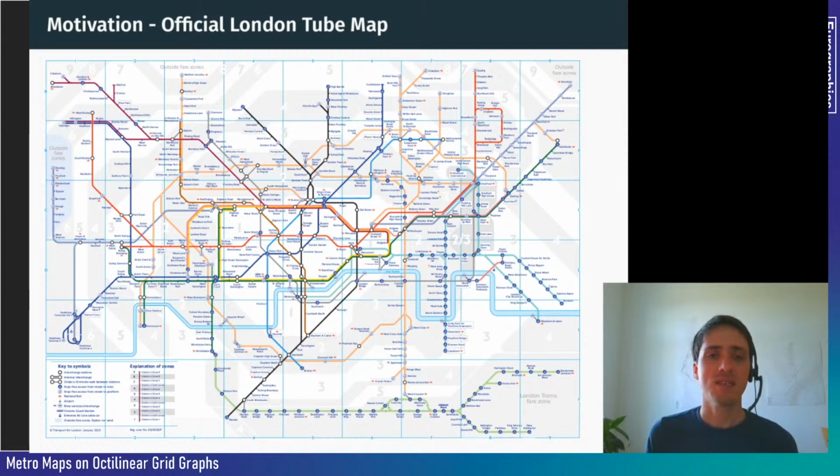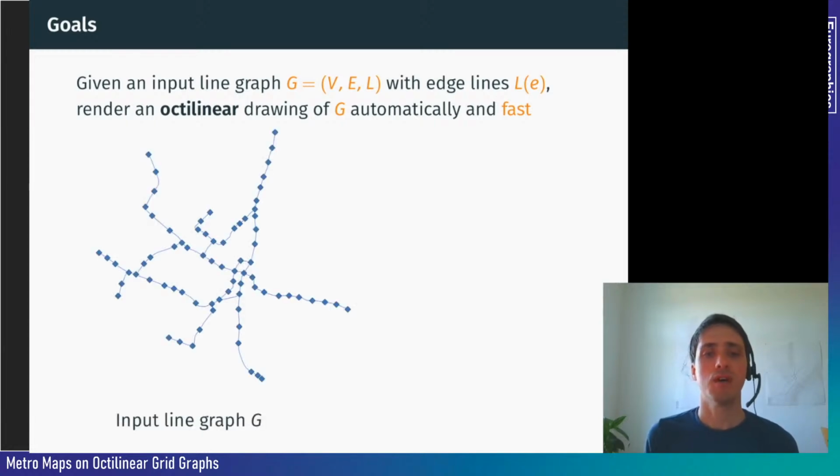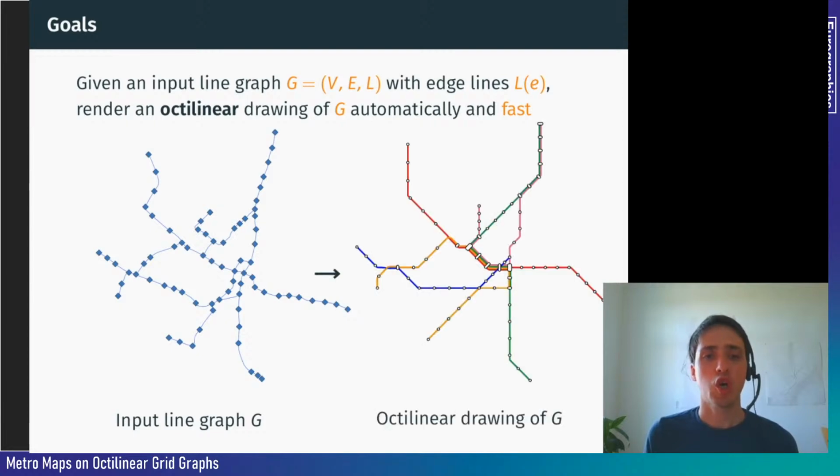Octilinearity here of course means that each line in the map is drawn as an alternating sequence of horizontal, vertical or diagonal elements. The goal of our work now is to produce such maps automatically given the geographical network graph, we call it the line graph, as an input. So for example, given this input graph G of the Freiburg tram network, we want to produce such an octilinear drawing automatically and fast.